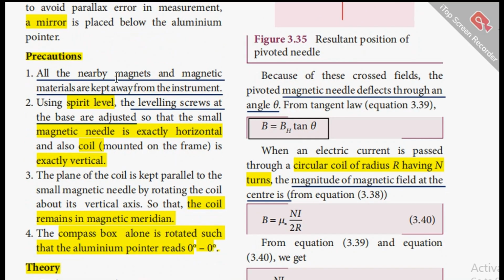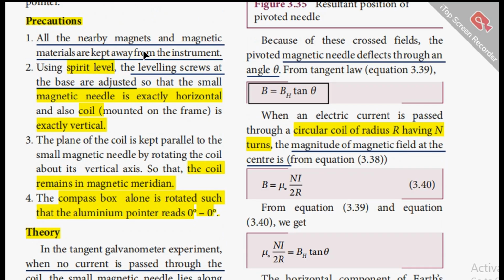Now, before we do the experiment with this setting, we should take some precautions. What are the precautions? We will see now. All nearby magnets and magnetic materials are kept away from the instrument. Then, using a spirit level, the leveling screws at the base are adjusted so that the small magnetic needle is exactly horizontal, and also the coil, which is mounted on the frame, is exactly vertical.